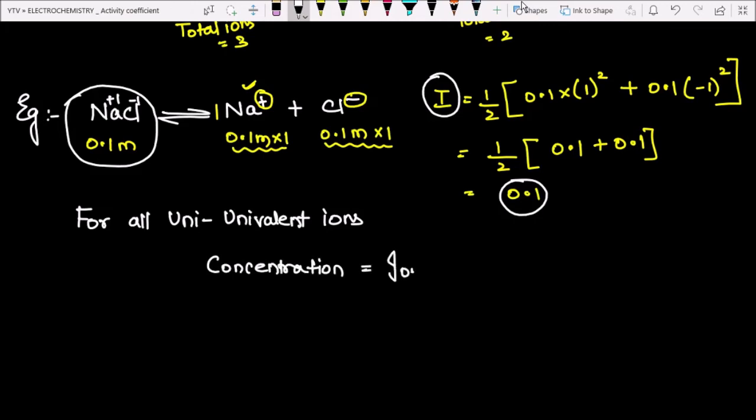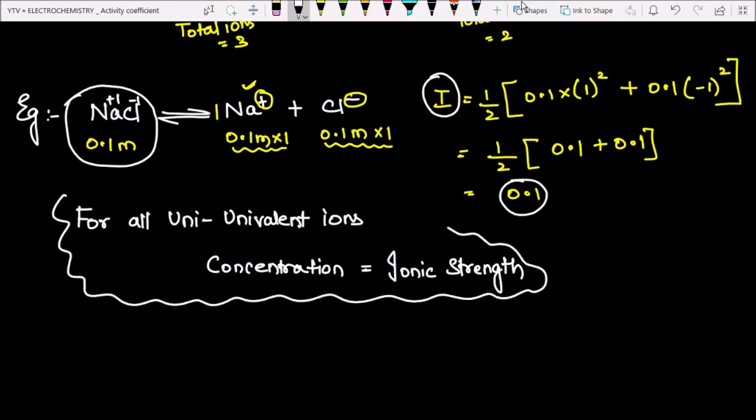So you don't have to find it out for every univalent ion. Every time you don't have to substitute in the formula and check the ionic strength. You can remember this: if they say 0.1 molar NaCl, then automatically the ionic strength is going to be 0.1. If it is 0.5 molar NaCl, the ionic strength is going to be 0.5, and so on. Now let's take another example.